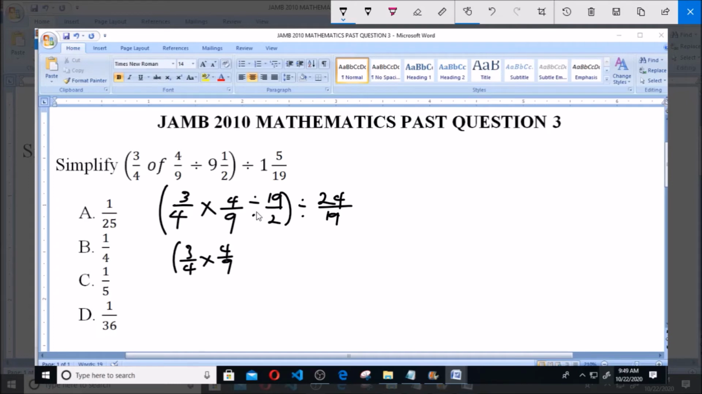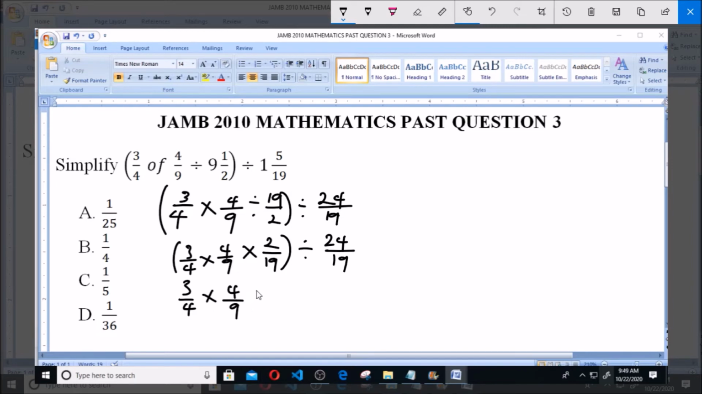Now this sign, we can't carry out arithmetic with this sign. So you have to change this division sign to multiplication. And by doing that, this fraction has to change. That is, the denominator will become the numerator. So multiply by, it now becomes 2 over 19, divided by 24 over 19. So we have now 3 over 4 multiplied by 4 over 9.